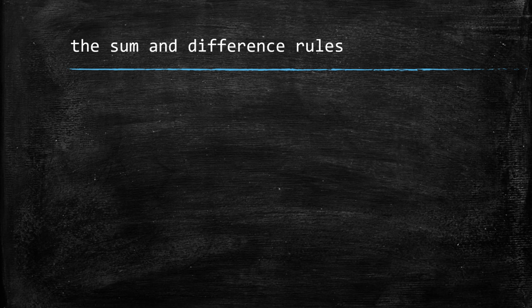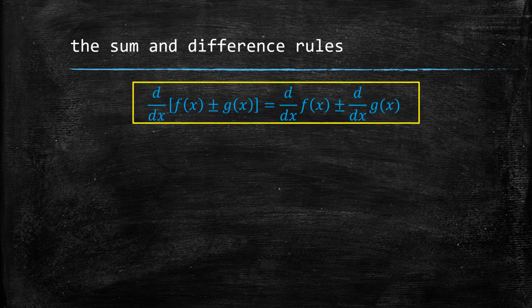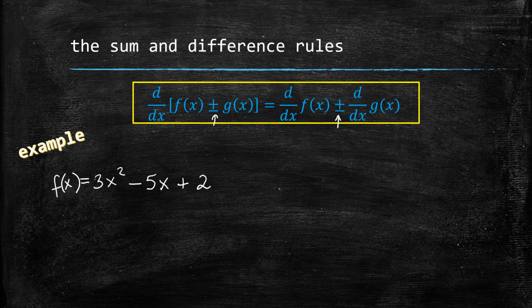Now we have two rules folded into one, the sum and difference rules. It's sort of common sense that the derivative of the sum or difference, notice that plus minus refers to the sum or the difference of the two functions, is just the sum or difference of the derivatives of the individual functions. This should seem familiar again to one of the limit laws. And because derivatives are in fact limits, it's not surprising that there's this parallel. So let's look at an example.